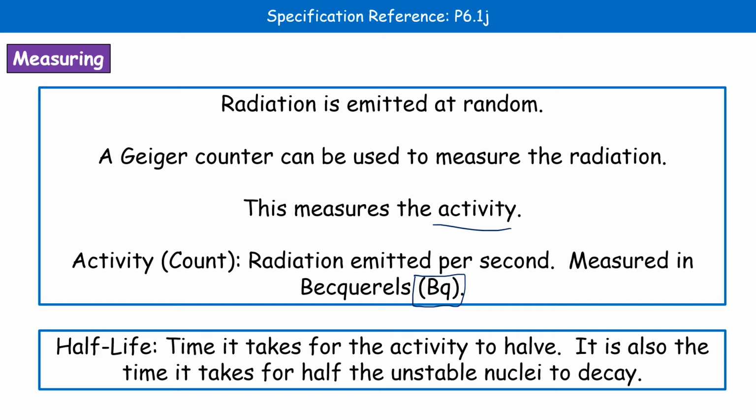One of the important measurements for radioactivity is this thing we refer to as half-life. So make sure you know the definition for half-life first of all. It's the time it takes for the activity to halve, or we could phrase it as the time it takes for half of the unstable nuclei to decay. So this is a measure of how long it's taking that activity to decrease by 50%.